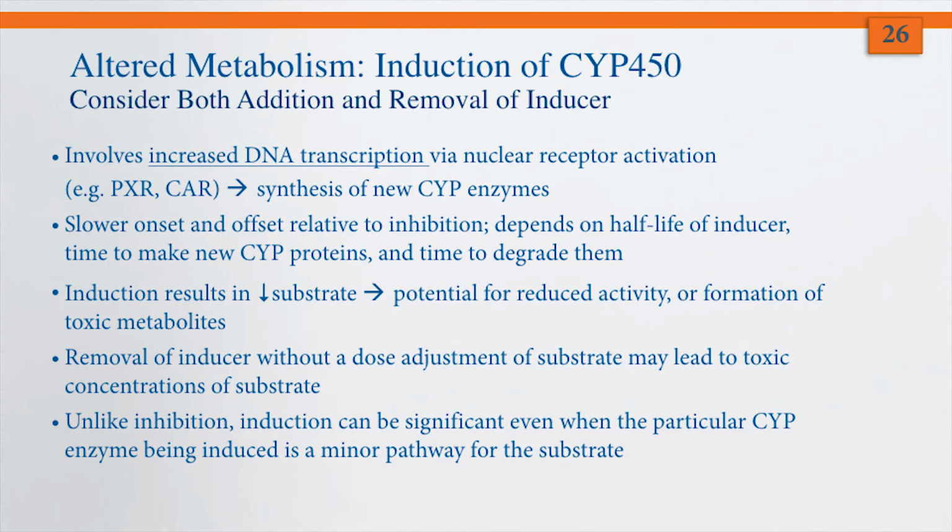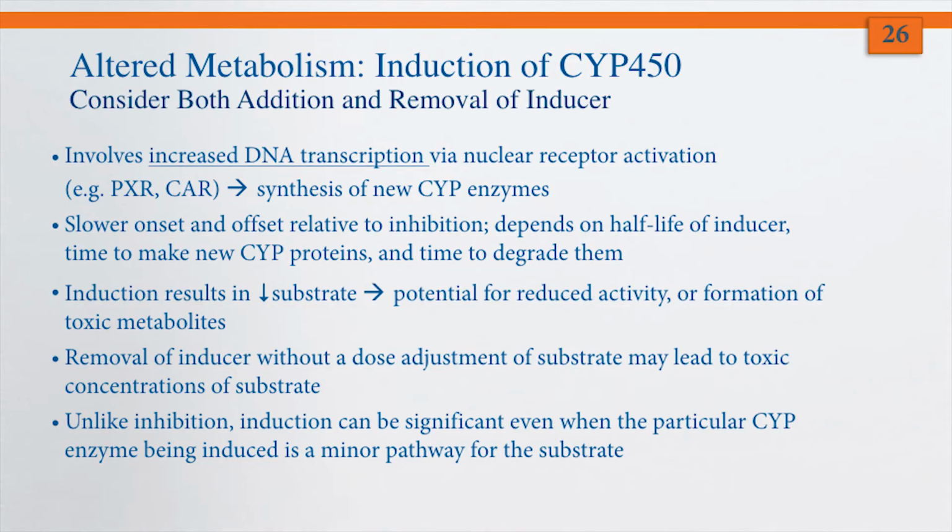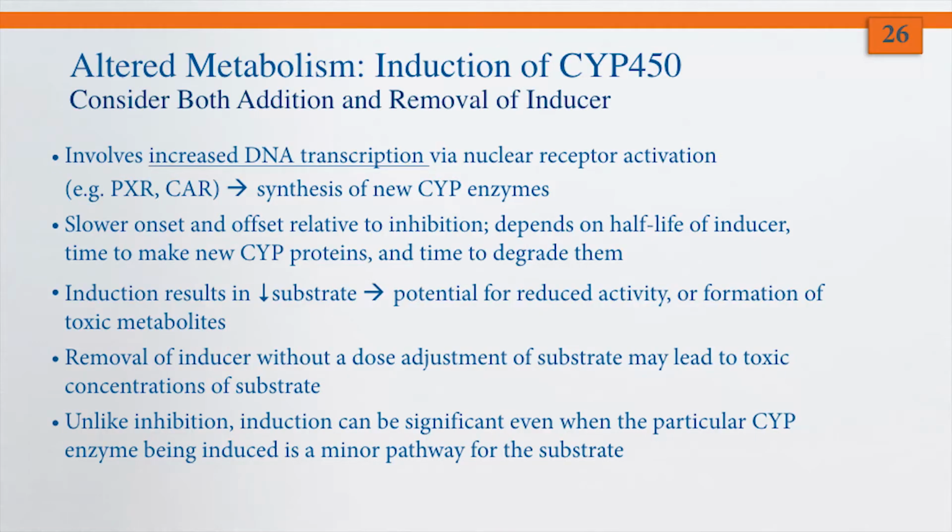So now we'll move on to enzyme induction. Unlike inhibition, induction involves activation of DNA transcription via activation of a nuclear receptor, most commonly PXR or CAR activation. And by activating these nuclear receptors, it results in synthesis of new CYP enzymes, which results in more metabolism. You're inducing the metabolism of a drug. By increasing the metabolism of the drug, you get lower exposure, so the opposite of what we observed with inhibition.